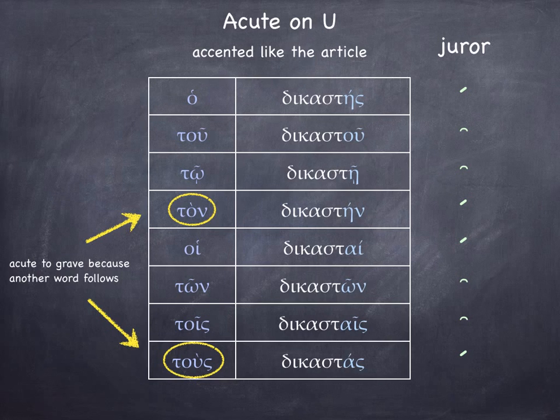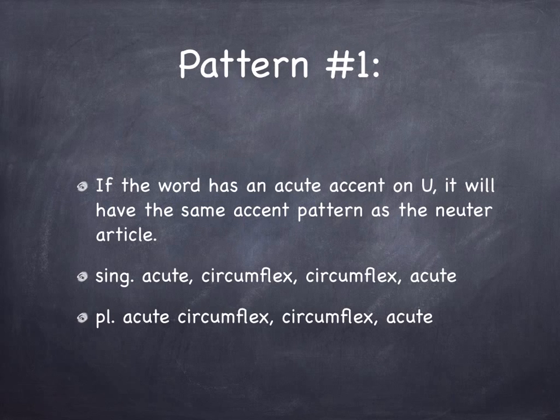Dicastes has an acute in the nominative, circumflexes in the dative singular, dative plural, and genitive plural, and has an acute in the accusative singular, nominative plural, the genitive and dative plural have circumflexes, and the accusative plural has an acute. So pattern number one: if a word has an acute on the ultima, it will have the same accent pattern as the neuter article, which in the singular is acute, circumflex, circumflex, acute, and in the plural, acute, circumflex, circumflex, acute.